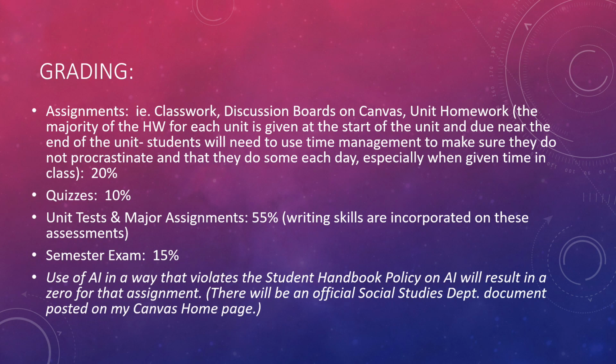The grading for the course is broken down in the following ways. Assignments, which means classwork, discussion boards on Canvas, and unit homework, are all worth 20%. The unit homework is given at the beginning of each unit and due near the end of the unit. Students will need to use time management to make sure they do not procrastinate and that they do some each day, especially when given time in class.